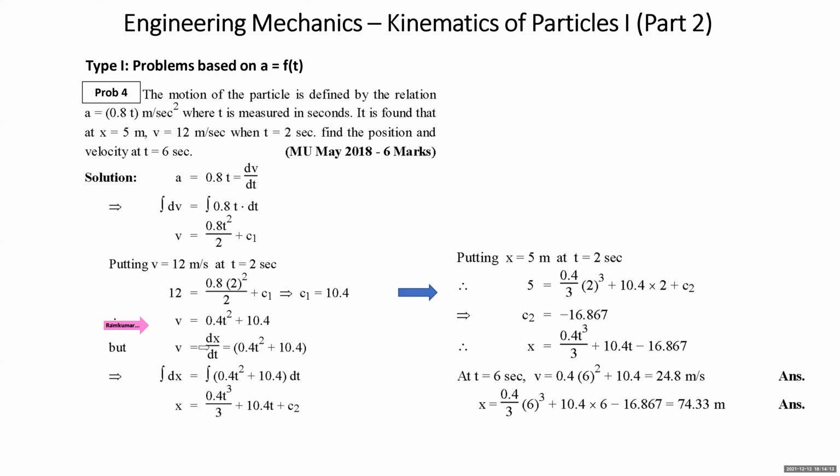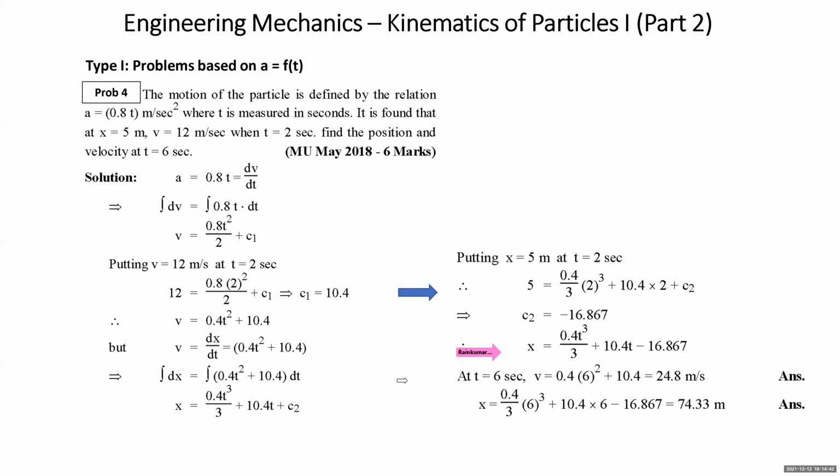We can write velocity as dx by dt, or ds by dt, it is one and the same thing. Separate the terms, integrating both sides, you get x is equal to 0.4 t cube by 3 plus 10.4 t plus c2. Again, the boundary conditions are given to you here. Put x is equal to 5 meter, t is equal to 2 seconds. If you substitute all this in this equation, c2 is arrived at. The value of c2 is substituted in this equation, and your final displacement expression is arrived at.